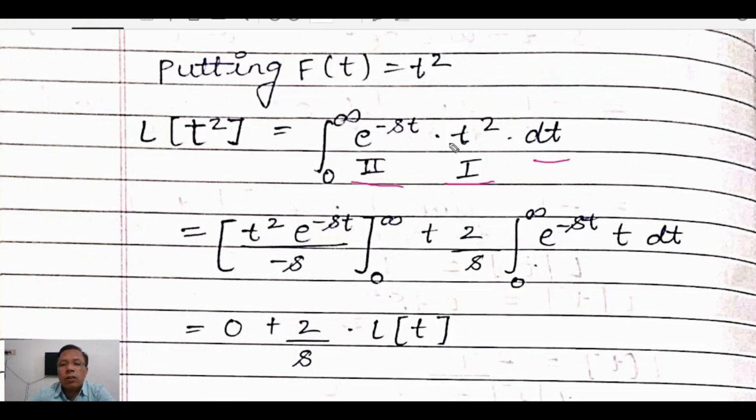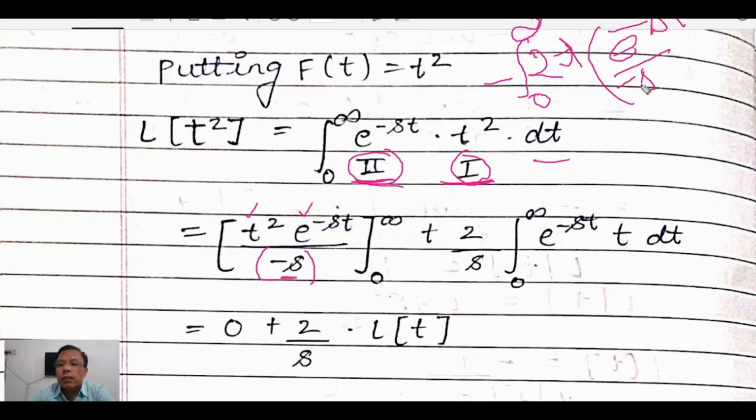So on solving this integration by using the product formula, consider first function equal to t square and second function equal to e power minus st. So first function t square, integration of second function is e power minus st upon minus s with limit 0 to infinity, minus integration 0 to infinity, differentiation of first function is 2t and integration of second function is e power minus st upon minus s into dt.